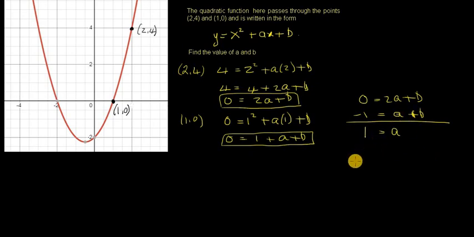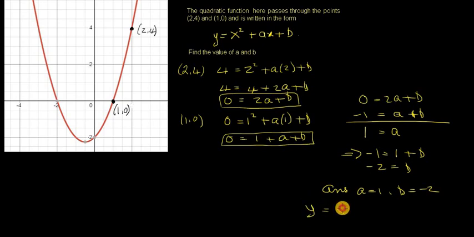Now if a is equal to 1, that means using this one here, for example, I can use either one of them, minus 1 is equal to a plus b, 1 plus b. Subtract 1 from both sides. Minus 2 is equal to b. So the answer is a is equal to 1 and b is equal to negative 2. So I could rewrite my function as well: y is equal to x squared plus ax, well a is equal to 1, plus x, and b is equal to minus 2. And that's my function, this red function here.